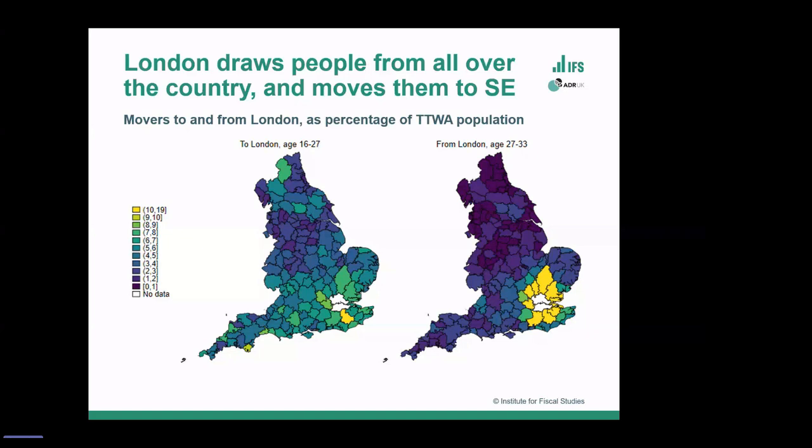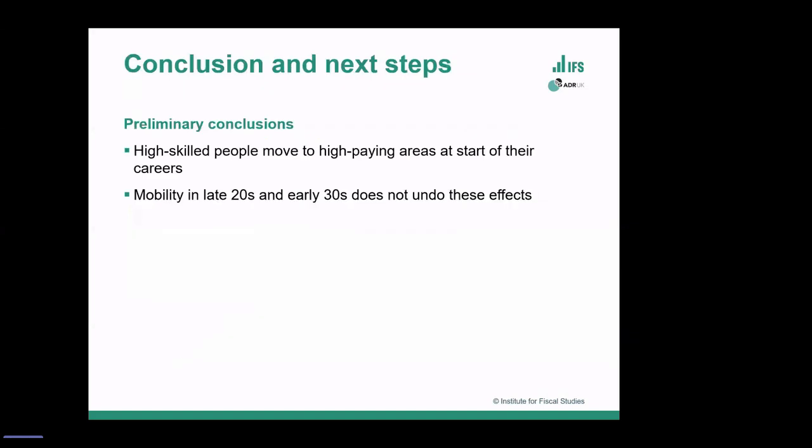Okay, so to quickly conclude what I've shown you just now, we find that high-skilled people move to high-paying areas at the start of their careers, exacerbating differences in human capital across places. And we find that mobility in people's late 20s and early 30s does not undo these effects, and in fact, further exacerbates the inequalities in human capital that we see.